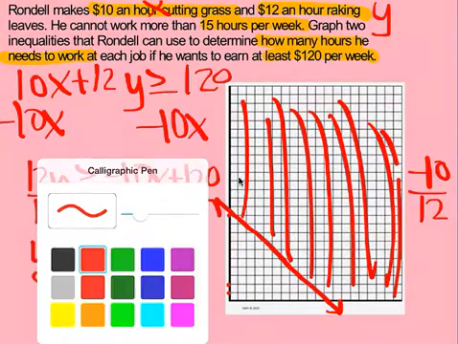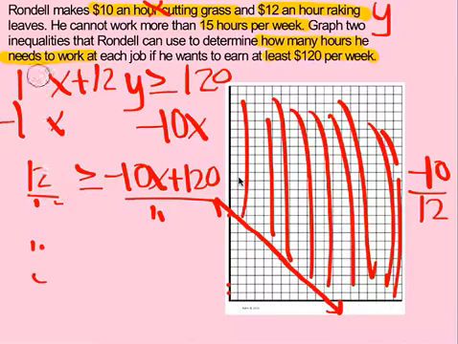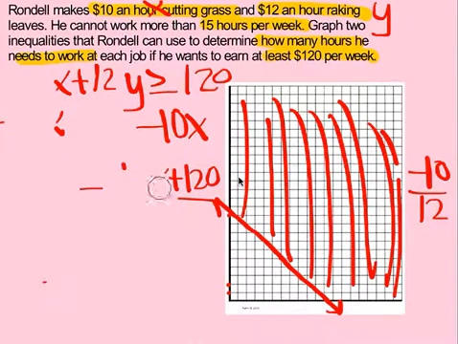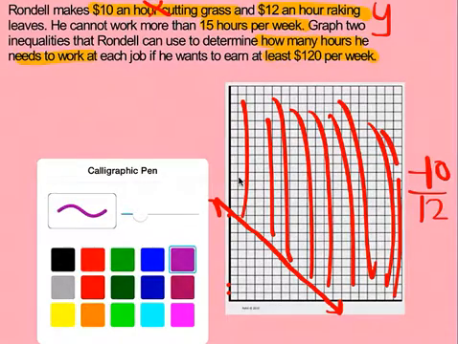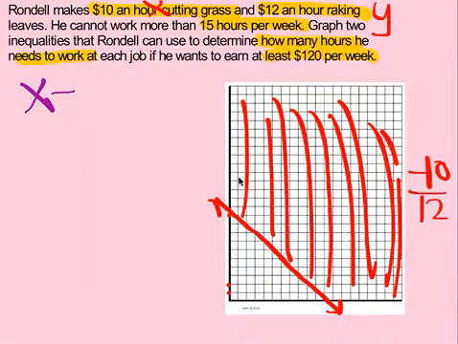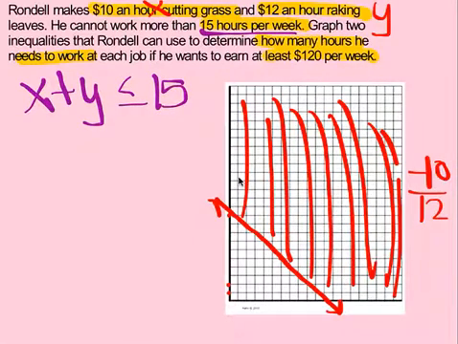Okay, so that's my money restriction. That's going to be kind of like our bottom. That's our minimum amount of money that we want to make. Now I'm also restricted by the number of hours I work. So I have X hours cutting grass, Y hours raking lawns, and that has to be less than or equal to the 15 hours a week that I'm allowed.